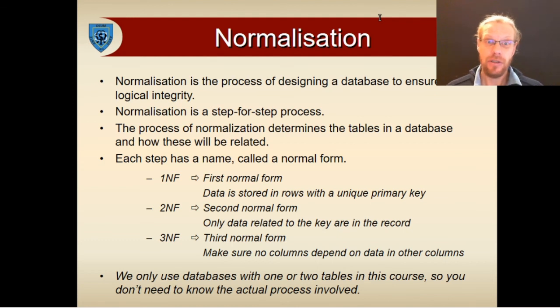2NF is used for the second normal form. To the requirements of 1NF, you add making sure that only data related to that specific primary key is contained in the table. 3NF, the third normal form, is where you make sure that no columns depend on each other. That is, no change of data in one column requires changing data in another column.